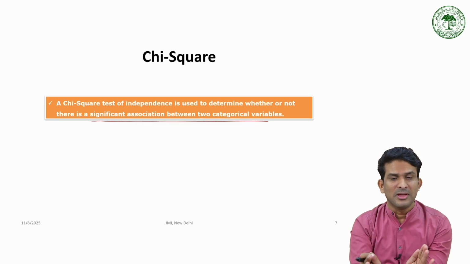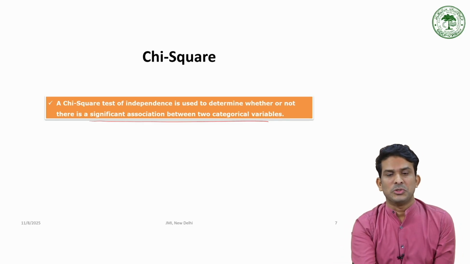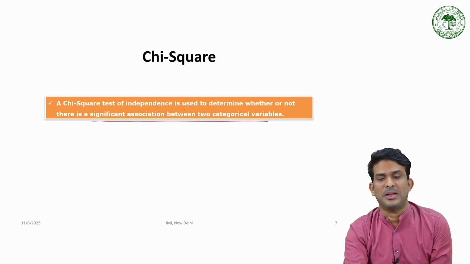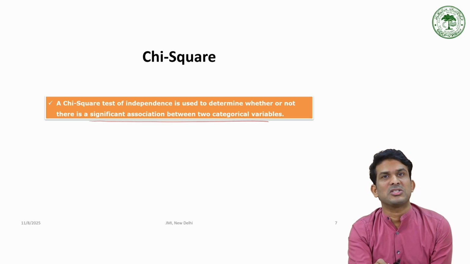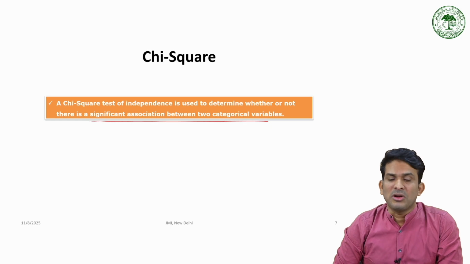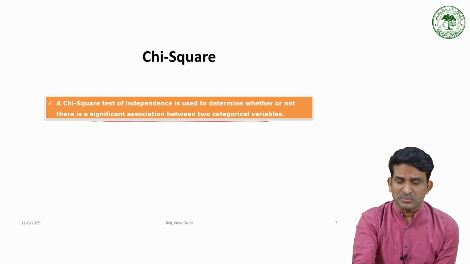How can I give an example with this? Let me give a data table for you to clarify. This is the test of independence. The chi-square test of independence is used to determine whether or not there is a significant association or difference between two categorical variables. Let me give an example.